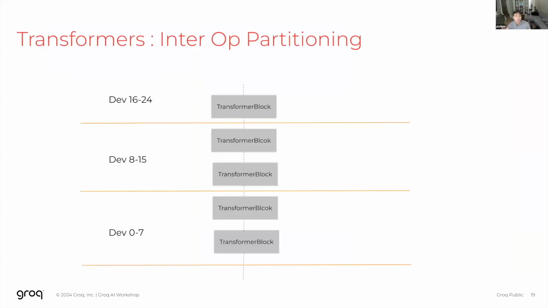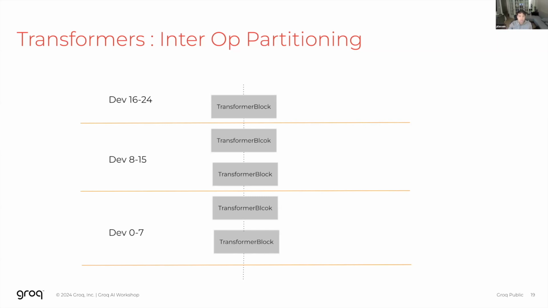So we also get inter-op partitioning with transformers. So transformers are this very linear set of operations. We have a transformer block followed by another transformer block and so on. And so what we can do is use 8 chips for 1 or 2 transformer blocks, then use 8 more chips for the next 2 transformer blocks, and 8 more chips for the next transformer blocks, as an example. And this is an example of inter-op partitioning.